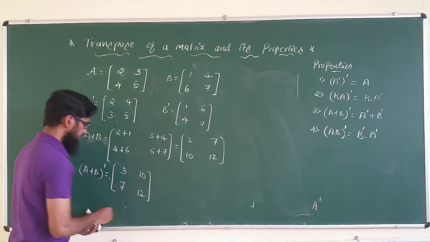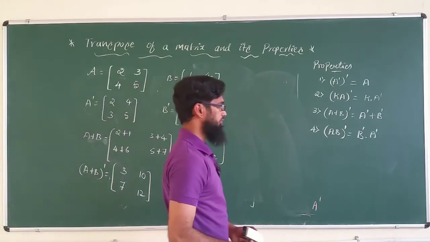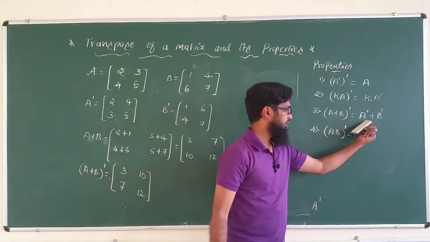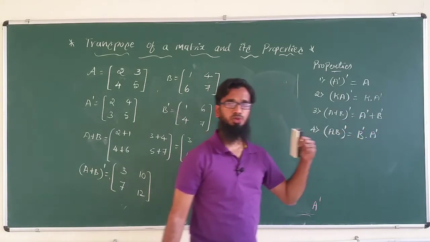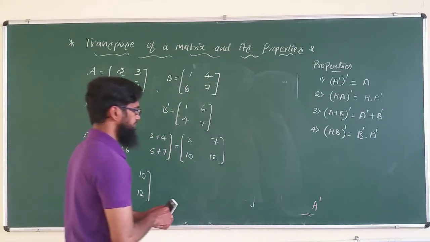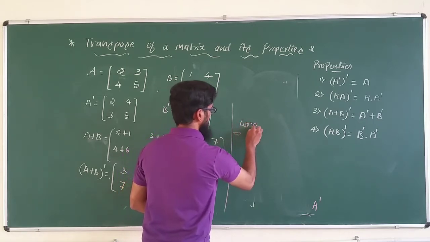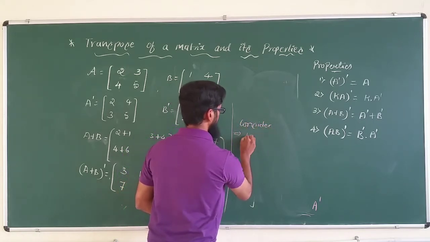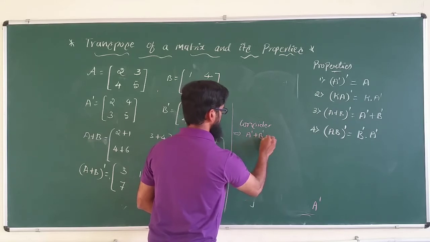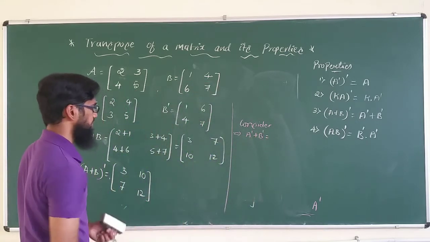Now this is our (A plus B) whole transpose. What we have to prove is that it's equal to A transpose plus B transpose. Now let us consider A transpose plus B transpose. Suppose this is matrix equation 1 or something.